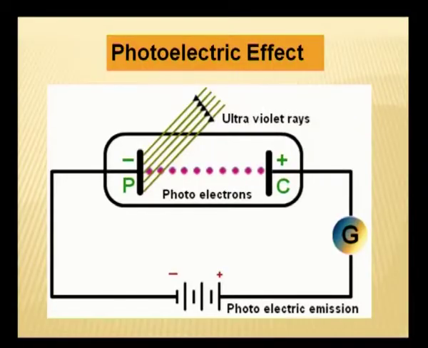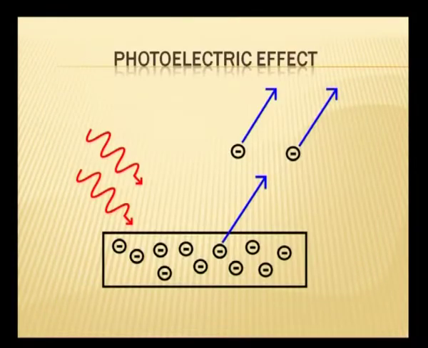Ultraviolet light means nearer the violet, it has a higher frequency, higher energy and so on. So, the point is the ultraviolet rays which are incident on a metal plate will obviously expel electrons, will be able to eject electrons from the metal. I told you that when light is incident on a metal plate, the electrons are coming out.